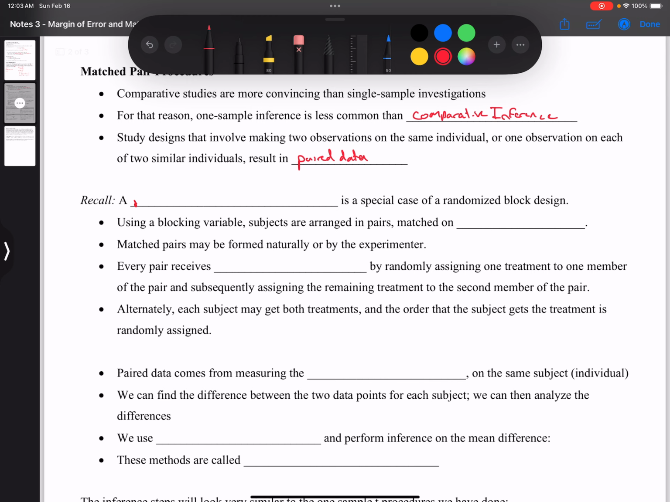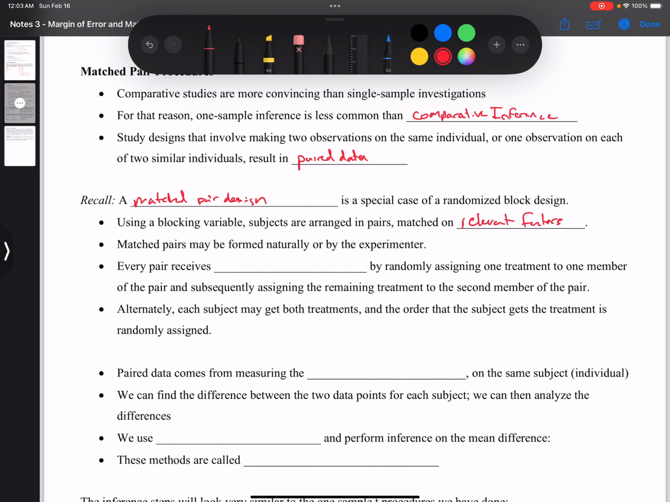So a matched pair design is a special case of randomized block design. Remember we talked about these block designs a long time ago. All right, so using a blocking variable, subjects are arranged in pairs matched on relevant factors. Okay. All right, these matched pairs may be formed naturally or by the experimenter.